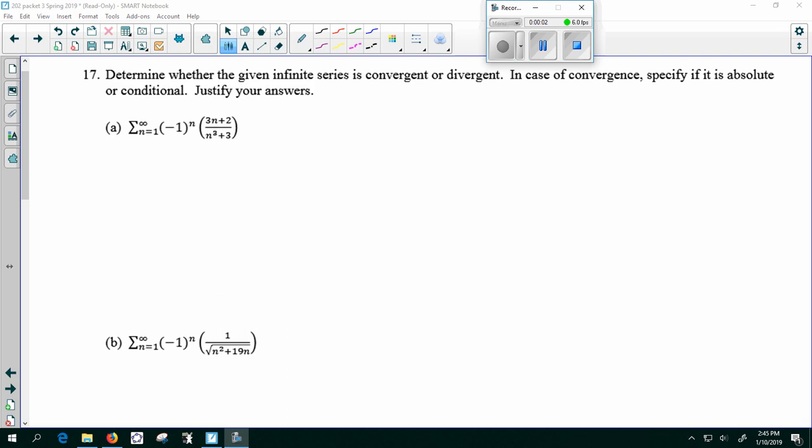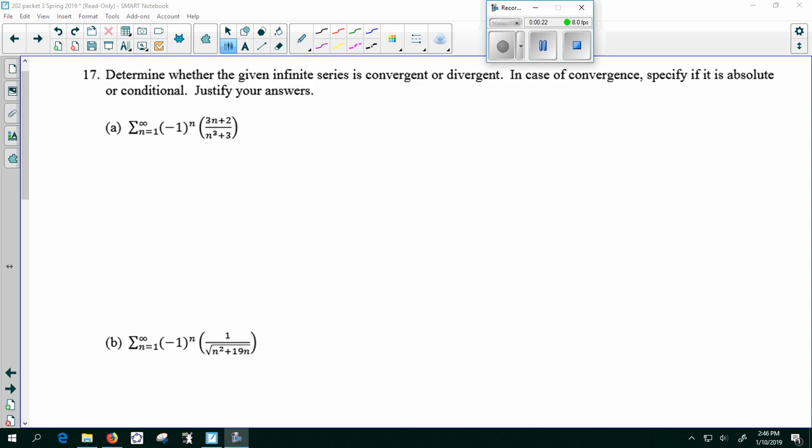Determine whether the given infinite series is convergent or divergent. In the case of convergence, specify if it's absolute or conditional. Justify your answers. That means write sentences and reference the test you're using.